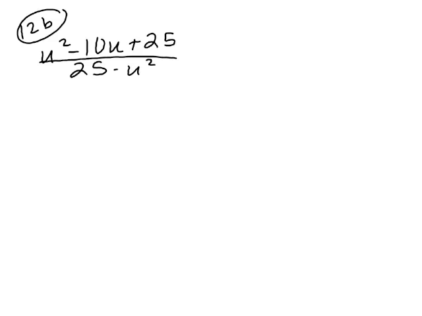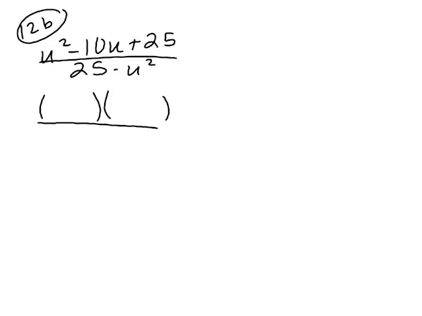B: u squared minus 10u plus 25 all over 25 minus u squared. So they're similar again. Those need to be rearranged. Let's start on top.